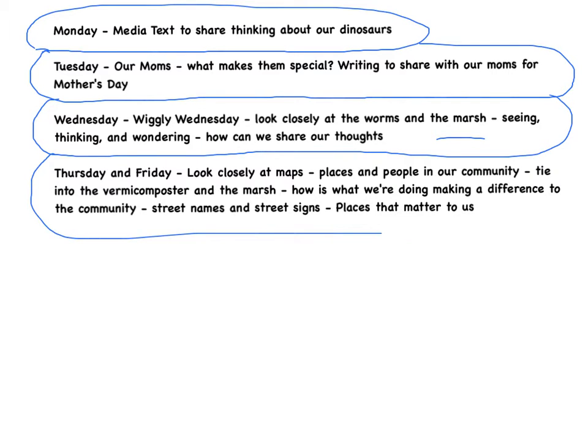And then on Thursday and Friday, the students are starting to get a little more interested in our community. The Marsh kind of ties in, as does the vermicomposter, in terms of ways to help the community. So I'd like to tie that to starting to look at maps. I do have some bigger maps that they can start to look at, but looking at places and people in our community, again, tying into things that we can do to help our communities, and even just for reading, like stuff like street names and street signs, places that matter to us, really digging a little bit deeper in the kinds of things that we explore. So that will be on Thursday and moving into Friday, just depending on where their interests take them.